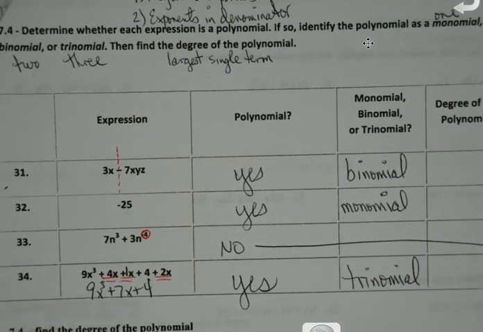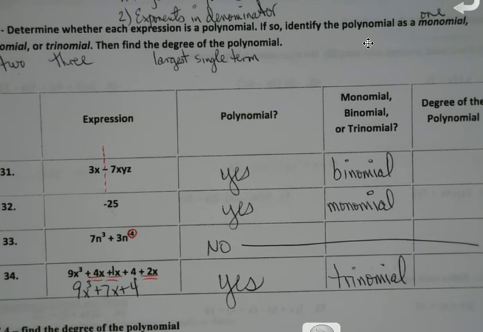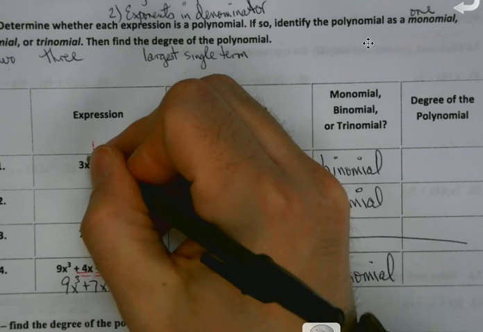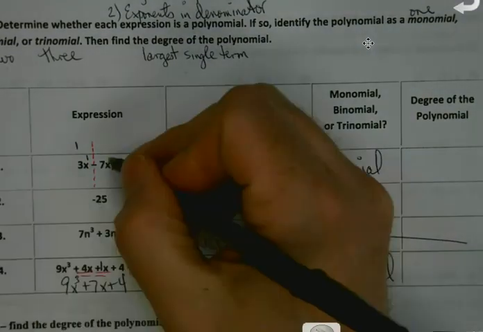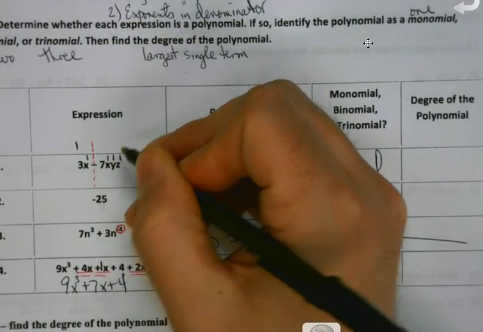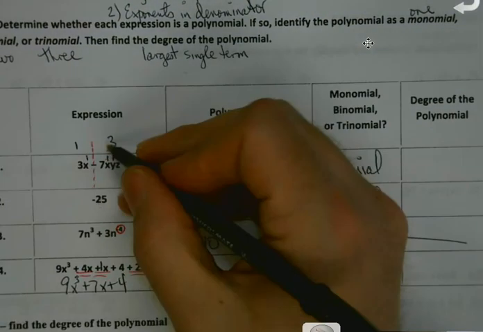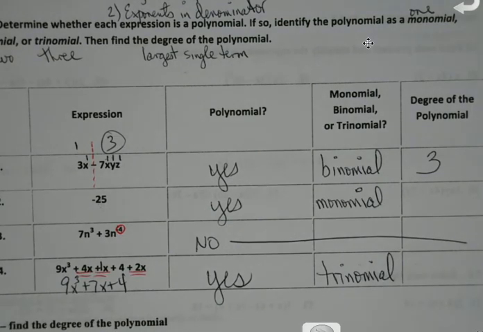Okay. And then remember, degree is finding the largest exponent of a single term. Now, for instance, here in 31, my first term would have a degree of 1, but my second term has a degree of 1, 2, 3. And I'm always just going to take the bigger one, and that's going to be my degree.